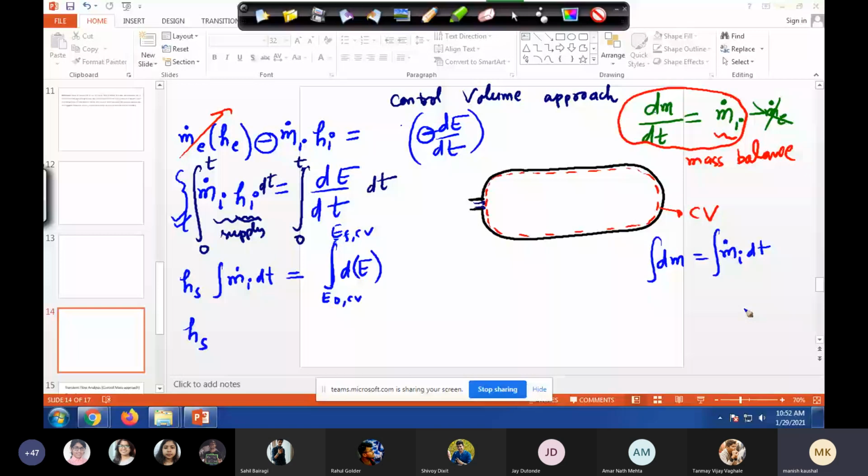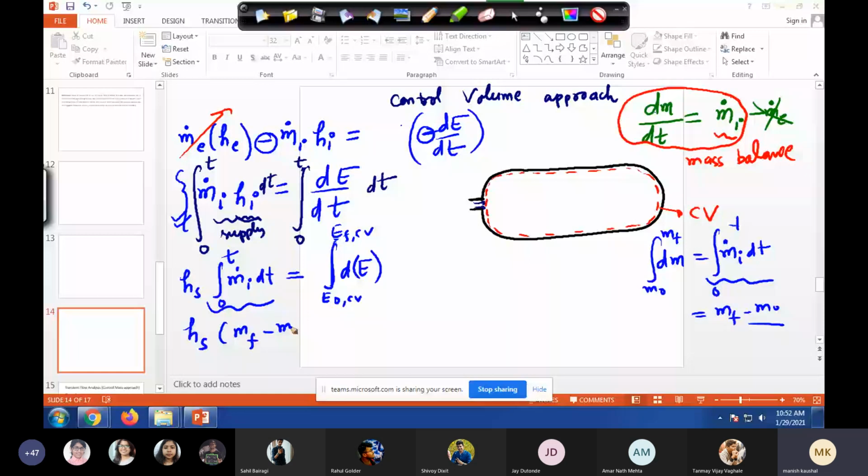MF minus M naught. You put the limit. No, it's very simple. What's the big deal? The integral of mi dot dt from 0 to t is nothing but dm, the change in mass. So this is going from m naught to mf. So that is nothing but mf minus m naught. So this quantity is mf minus m naught.